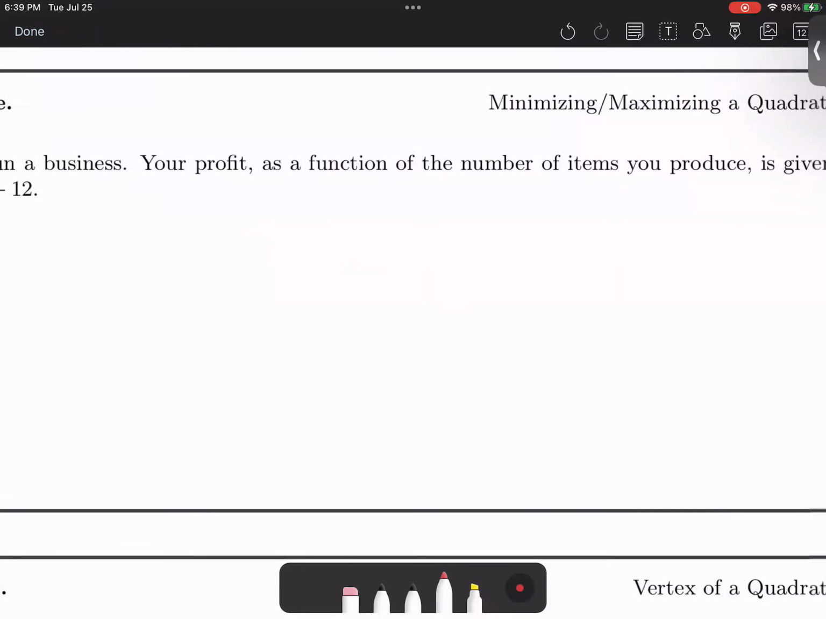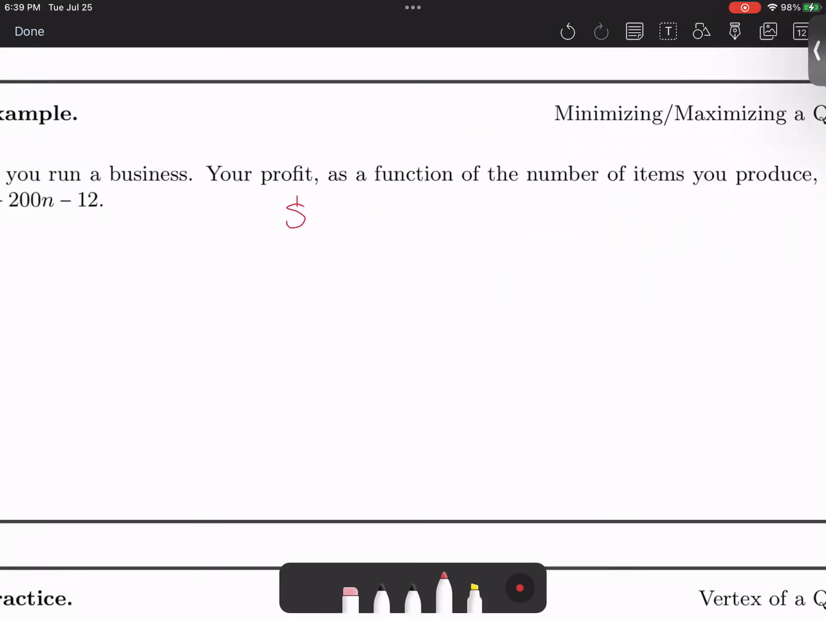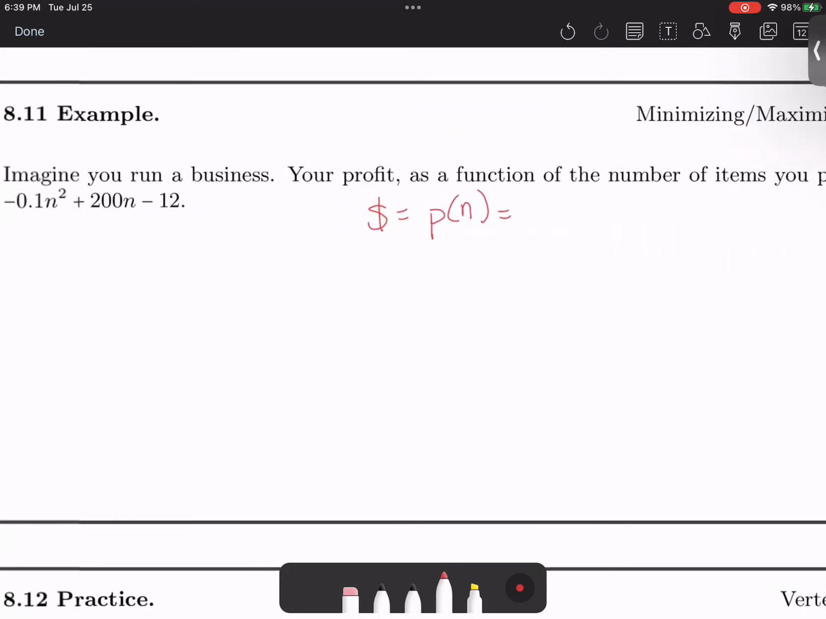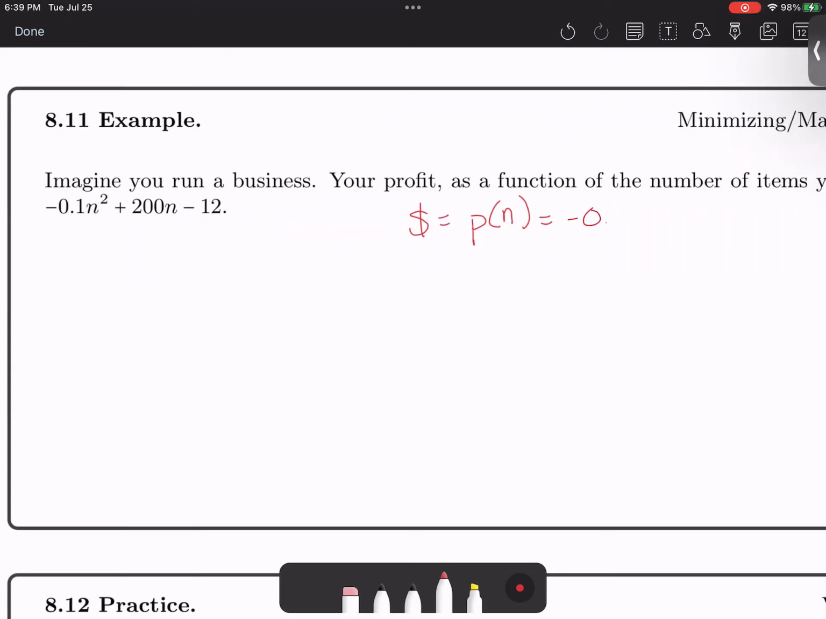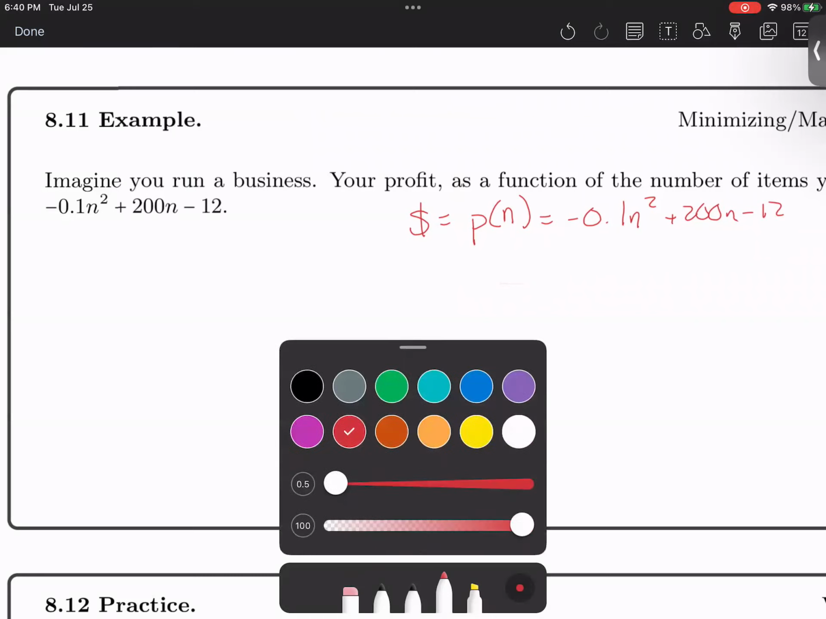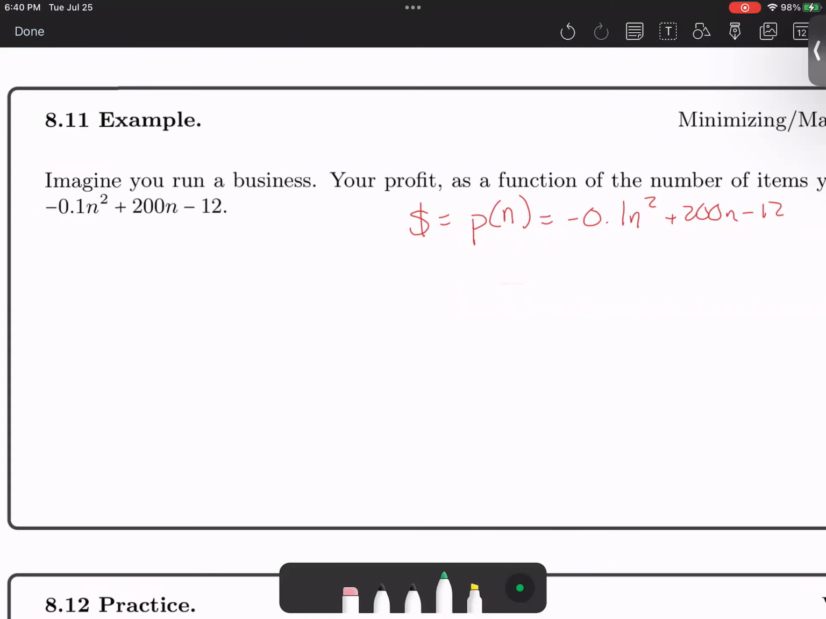So this function gives you a profit dependent upon the number of items that you sell. Minus 0.1 n squared plus 200 n minus 12. So you can plug in an n value, a number of items that you sell, and then you can figure out how much money you're going to make in profit when you produce that number of items. So a good question to ask would be, when are you going to maximize your profit?